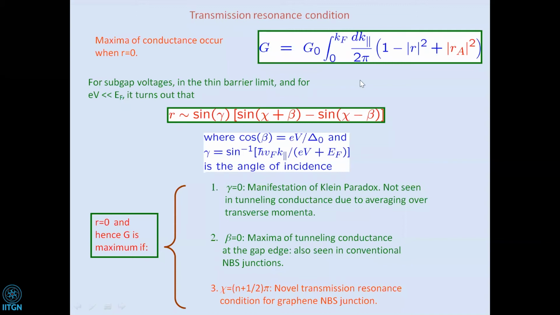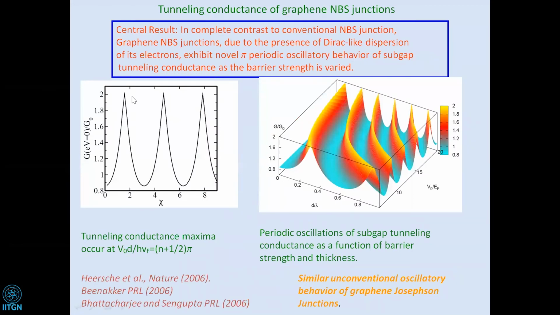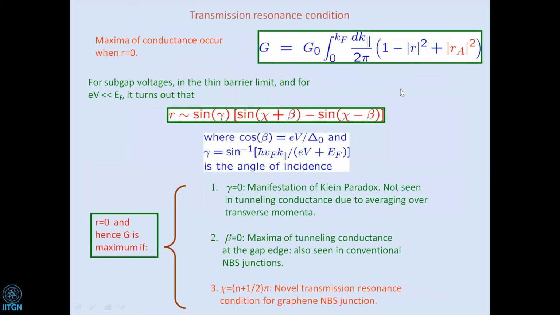Now clearly, since my tunneling conductance is 1 minus |r|² plus |r|², the maximum of tunneling conductance is going to occur when r is equal to 0. And therefore, if the maximum occurs when r is equal to 0, this tells you that the 0 value of r, that is the reflection probability, must also be a periodic function. And this is precisely what you find, that this has a sinusoidal character with this dimensionless barrier potential.